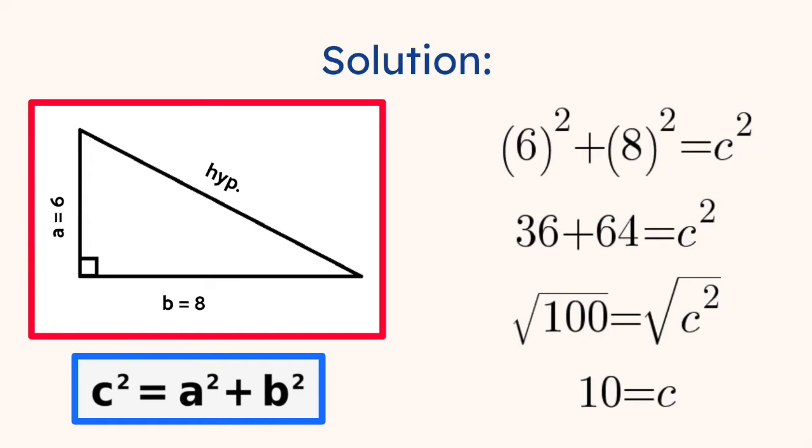6 squared equals 36 and 8 squared equals 64. 36 plus 64 equals c squared, which means 100 equals c squared. To undo a square, you have to take the square root of both sides. The square root of c squared equals c, and the square root of 100 equals 10, meaning the hypotenuse value is 10.